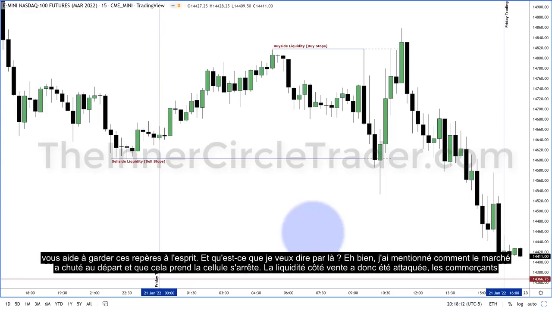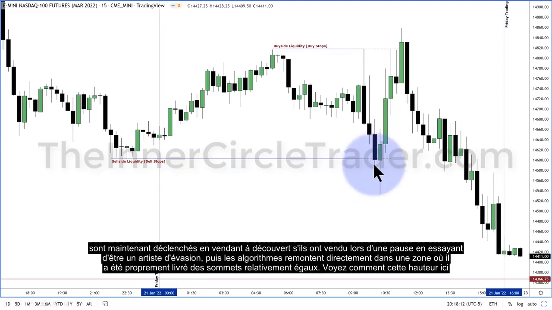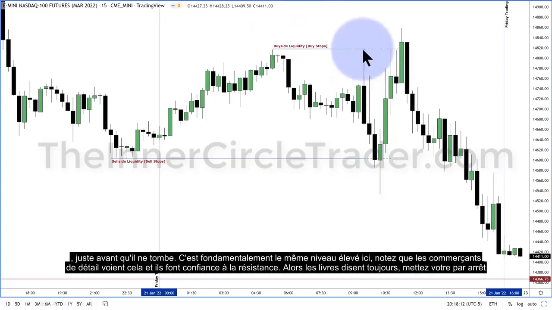And what do I mean by that? Well, I mentioned how the market dropped down initially, and that takes the sell stops out. So sell side liquidity has been attacked. Traders are now tripped in going short if they sold on a break, trying to be a breakout artist. And then the algorithms go right back up to an area where it's been cleanly delivered, relative equal highs. See how this high here, right before it dropped, is basically the same high here. Notice that? So retail traders see this and they trust it as what?